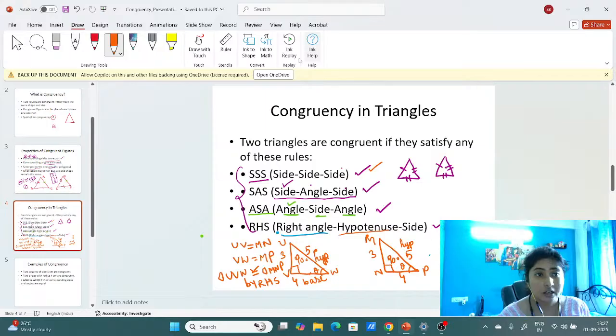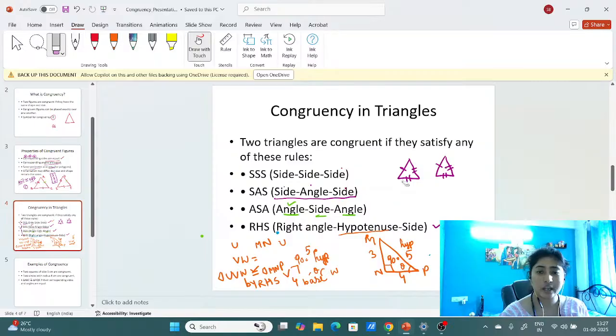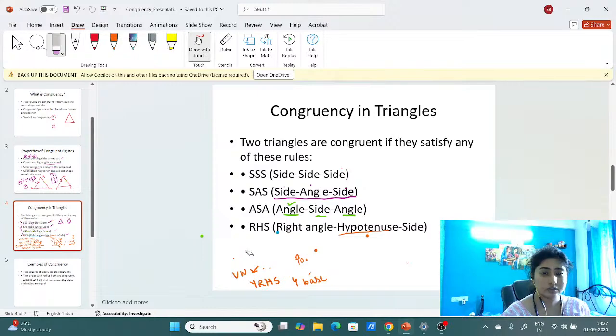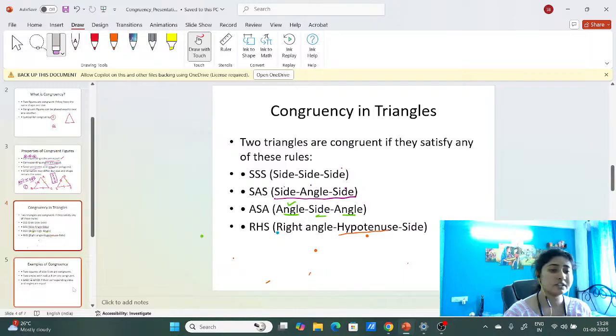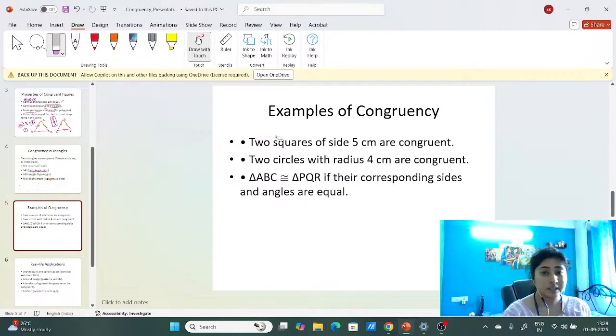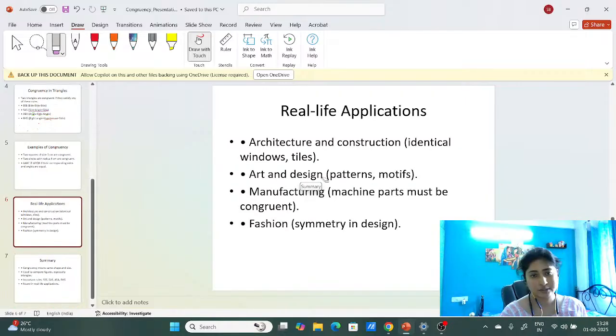So now we will discuss what are the practical uses. Where do we use this concept of congruency? So let us understand that. Just going to the next slide. This slide we will come to later. Now just come to this page.